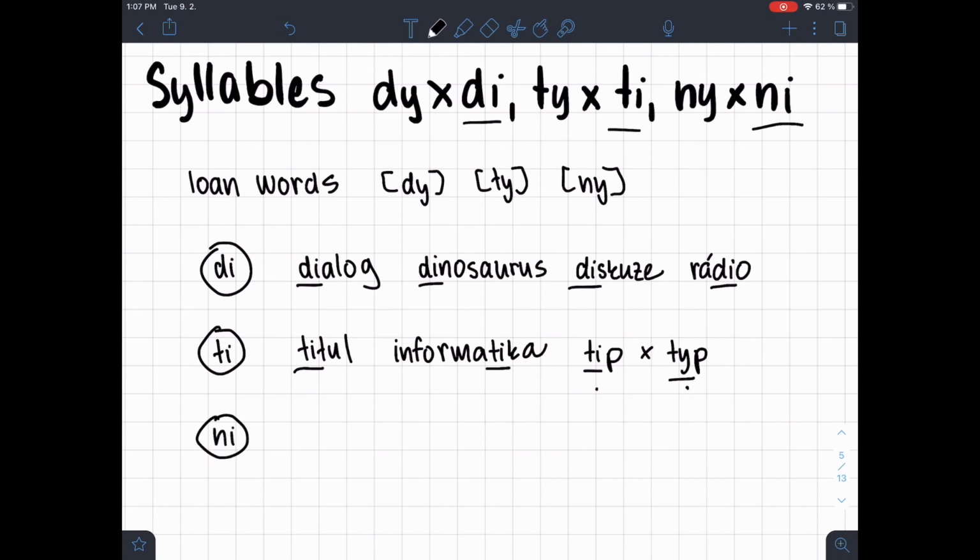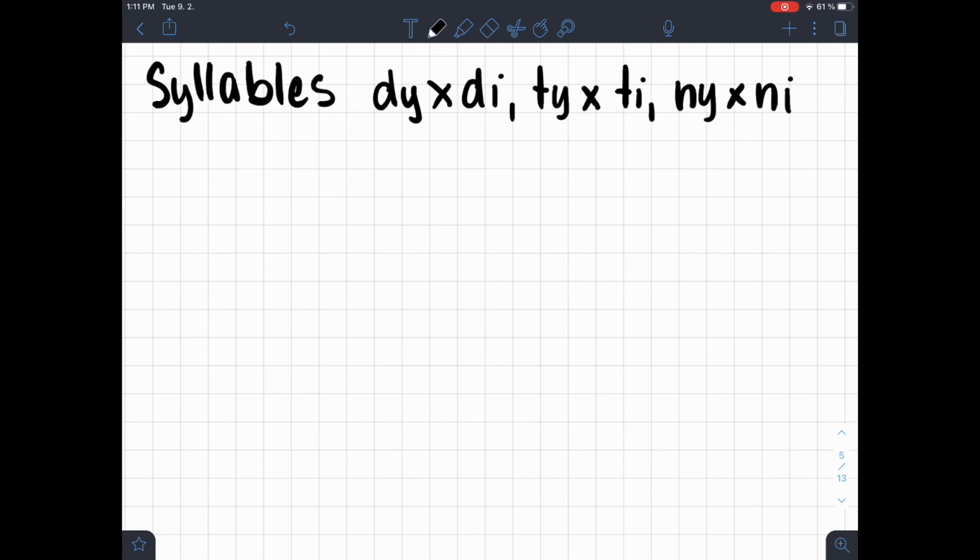And the last syllable ni: univerzita, senior, technika. Theory was enough, let's practice. I will write a list of words and pronounce them first. Please repeat after me, okay?